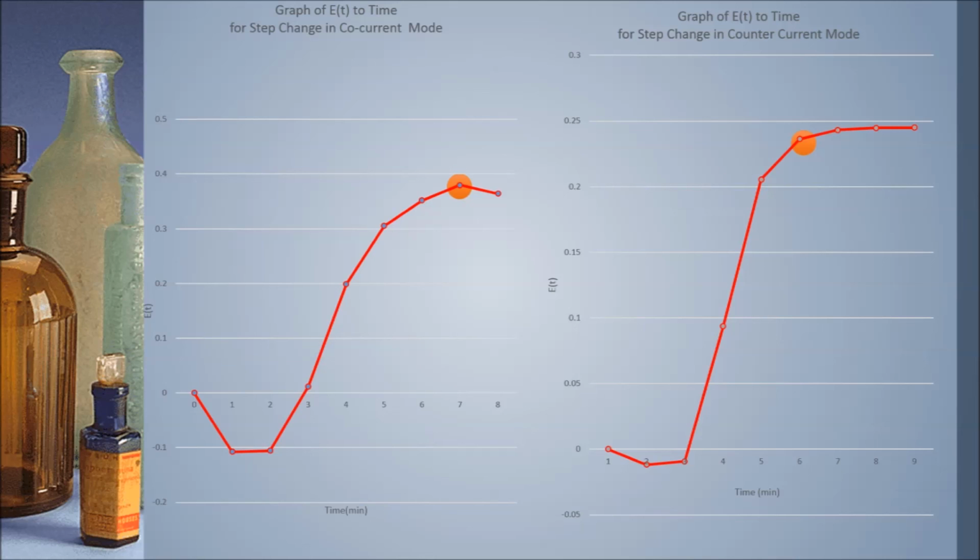At 6 minutes, the graph shows a steady state value, while in the co-current mode at 7 minutes, the graph only shows the steady state, which means that the mixing in the counter current mode is faster than the mixing in the co-current mode.